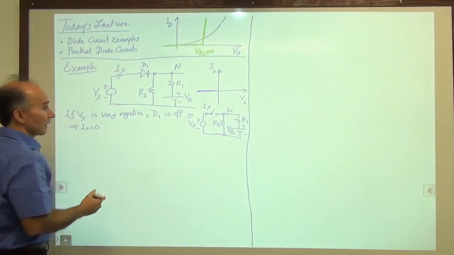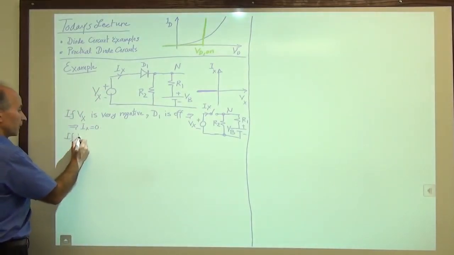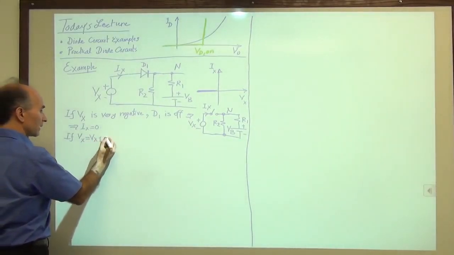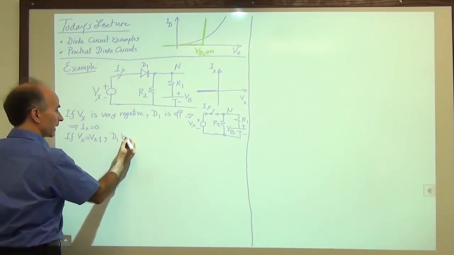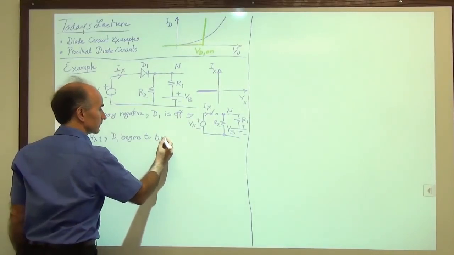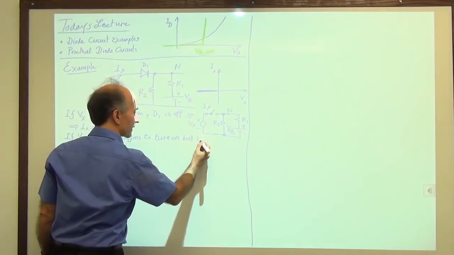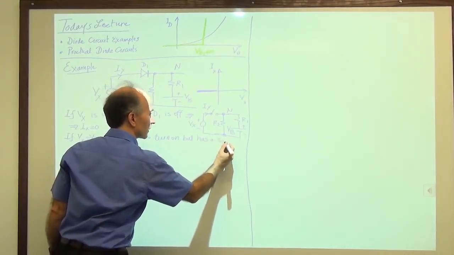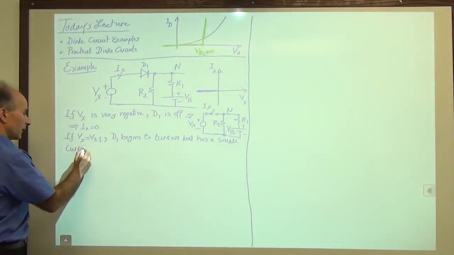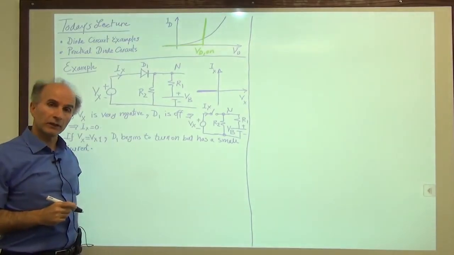Okay, so at some Vx, we'll call it Vx1 again, if Vx equals Vx1, then D1 begins to turn on, but has a small current. Remember, that was the second principle that we talked about before. Okay, very good.